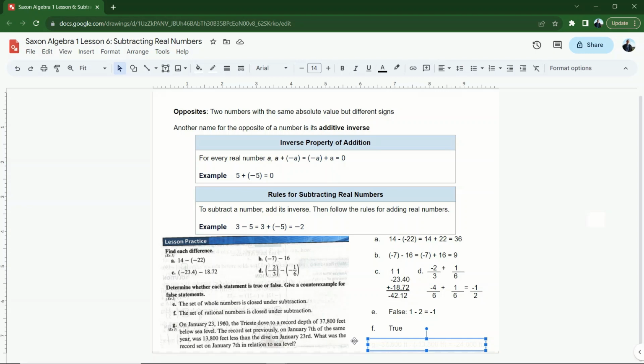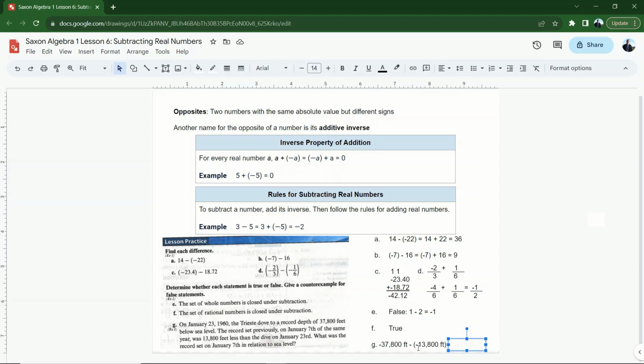Well, here's how I'm going to set this one up. I'm going to set it up by doing negative 37,800 feet, which is the dive on January 23rd. Maybe this isn't the original one. This is the most recent one, the record-setting one. I'm going to subtract from that the difference between the two dives. But because that difference is a negative number, it's down, it's a depth, it's negative, I'm going to subtract negative 13,800.